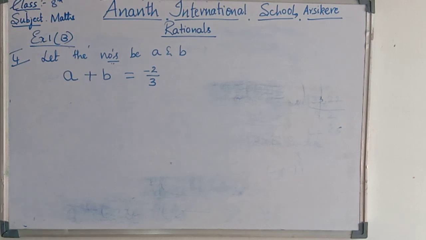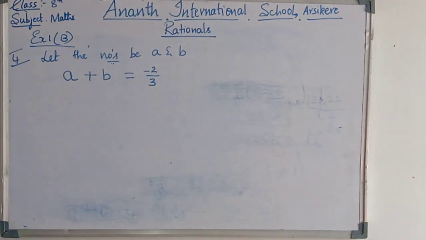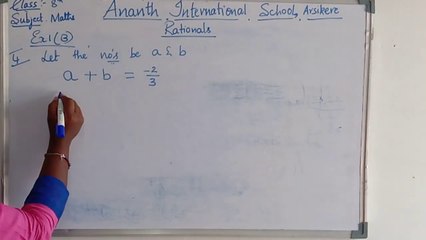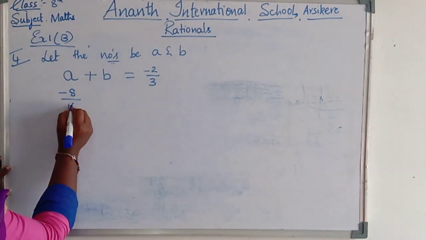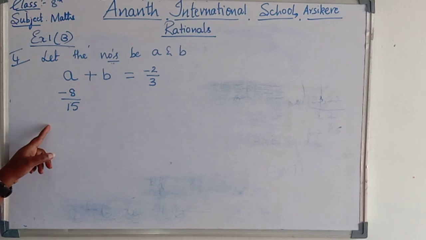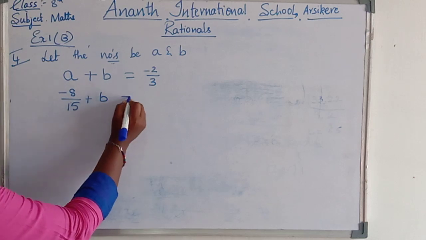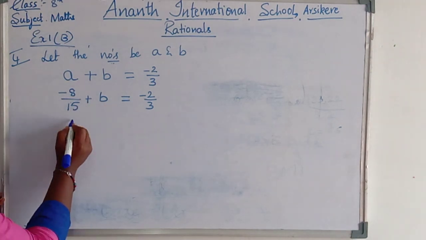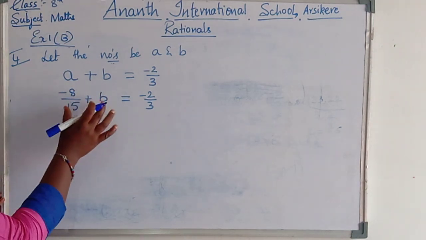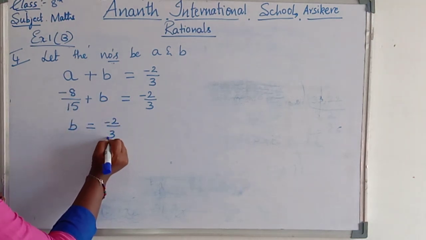Next we will continue the question. If one of them is minus 8 by 15, it may be A or it may be B, you can consider anything. Let us consider A. A is minus 8 divided by 15. This is the A rational. But we don't know the other one, so let us write B as it is. Keep B on the LHS, and equals, write minus 2 by 3 as it is.